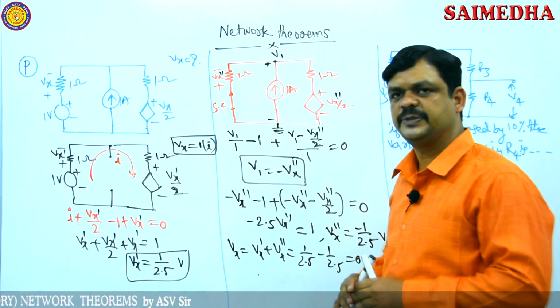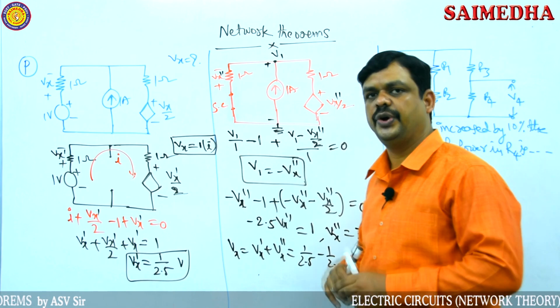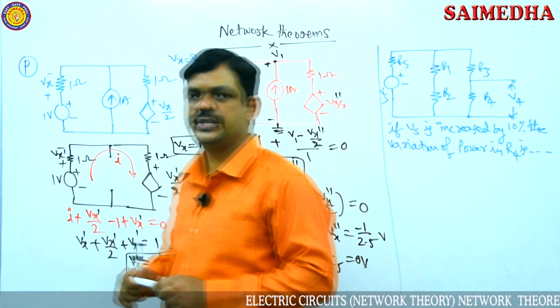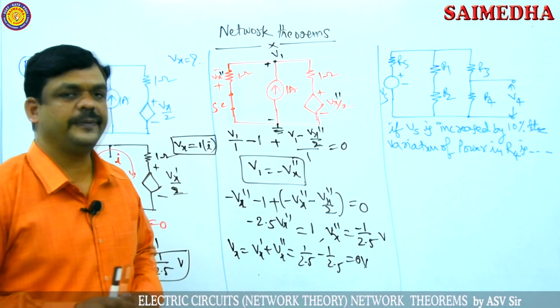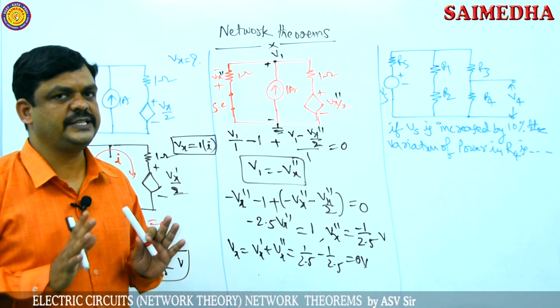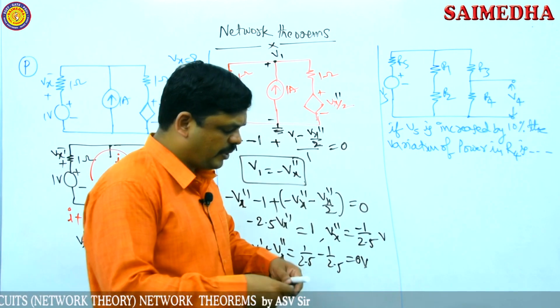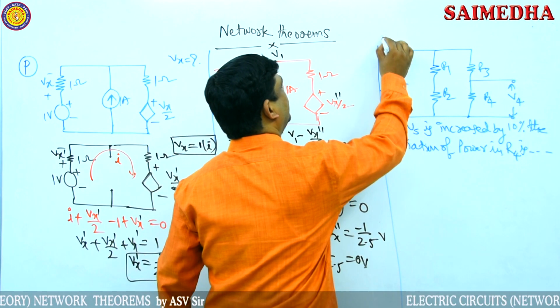If we apply the individual responses directly, that gives 0 volts. So the answer to this given problem is 0 volts. So Vx is 0 volts. Now another important problem is one that was also asked in a previous competitive exam.